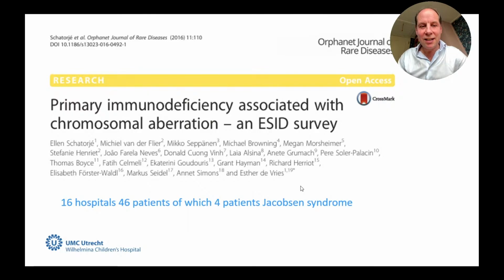We also know there's what we call secondary immune deficiencies. When you use a drug that inhibits or hampers your immune system, like chemotherapy in cancer, you also become immune deficient and prone to infection.